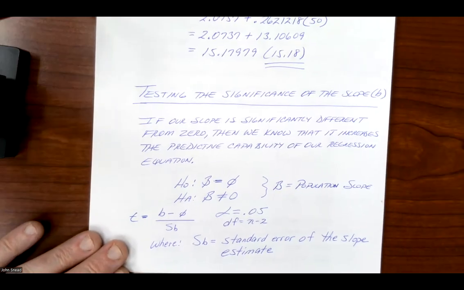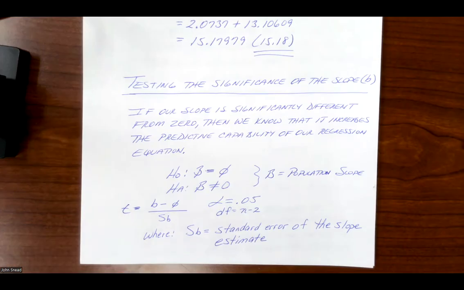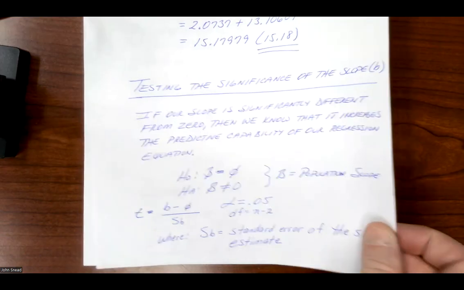Okay, so in terms of testing the significance of the slope, if our slope is significantly different from 0, then we know that it increases the predictive capability of our regression equation. If it's not different from 0, then really that beta coefficient is not helping us at all. So we're going to test for that. Again, we've already gone over the null and alternative hypotheses. We said that t equals the slope divided by the standard error of the slope. We said we're going to have an alpha of 0.05, and degrees of freedom will be n minus 2.